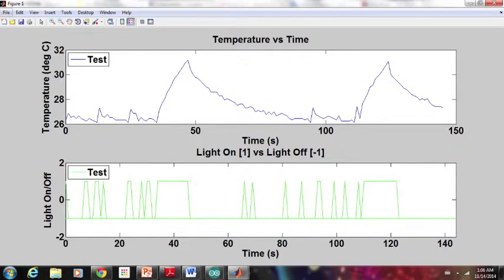So if you look at our blue test line here, you can see that for our simulation, during the time when people are in the house, it goes up to around 31 degrees and then drops down to 27, all of which are comfortable living temperatures. Whereas when they're asleep, it cycles around 26 degrees to save energy. Also, the total time the light was on during this test was only 45 seconds.